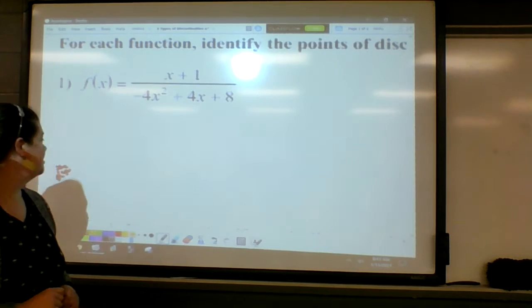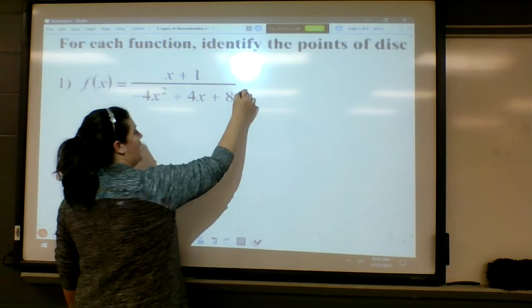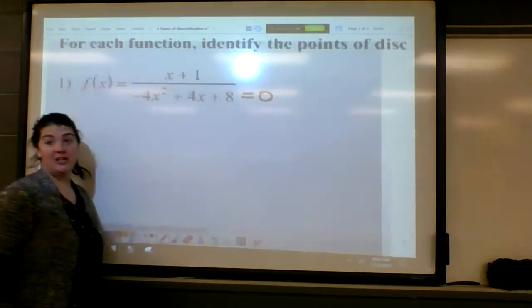Different types of continuities there are. So how did you find the discontinuities for number 1? What'd you do? Yeah, well, for starters, you had to figure out where the denominator is equal to 0, right?